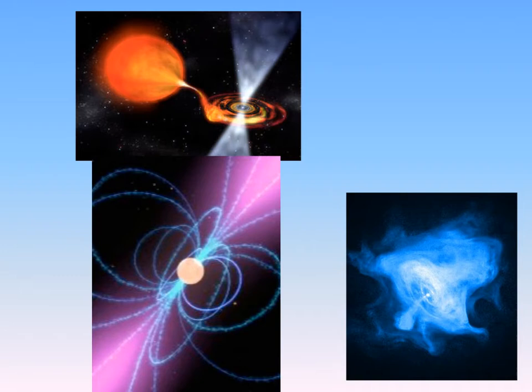So here are some artist renditions of those wacky things: magnetars, a pulsar at the center of a supernova remnant, and then a binary system pulsar that is in the process of mass transfer and X-ray beam emission.